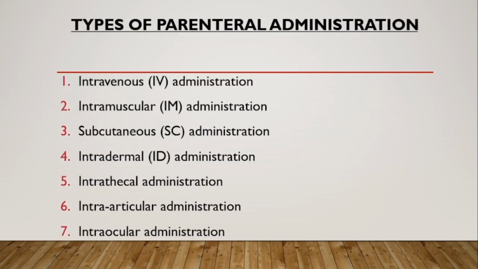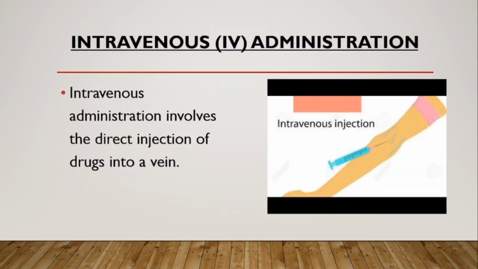So there are different types of parenteral route of drug administration, like we have intravenous administration, intramuscular route of drug administration, subcutaneous administration, intradermal administration, intrathecal, intraarticular drug administration, and intraocular route of drug administration. One by one we will discuss all the types of parenteral route of drug administration, their advantages and their disadvantages. So we are going to start with the intravenous route of administration.